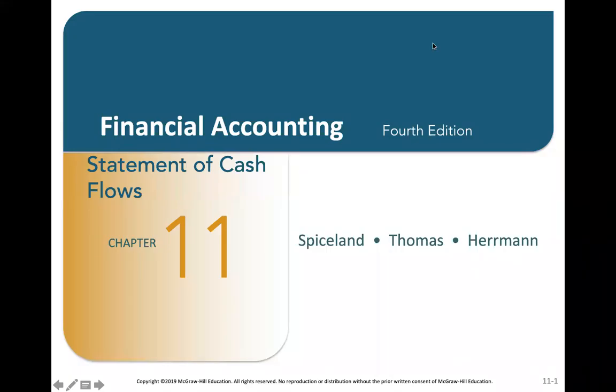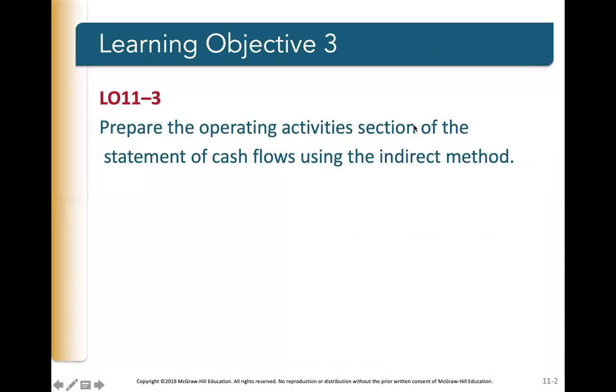Chapter 11, Statement of Cash Flows. In LO 11.3, we start discussing how to prepare the statement of cash flows with the operating activities section using the indirect method.